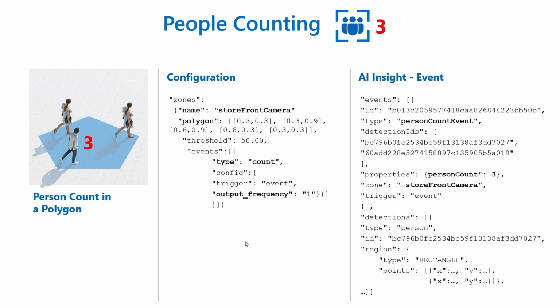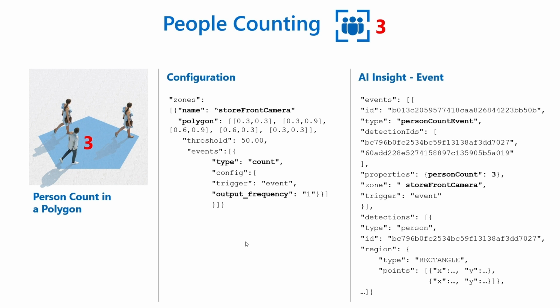For people counting, let me show you the configuration that you need to create and the structure of the AI Insight JSON that will be emitted by the container. First, you need to configure the polygon in the camera field of view in which you are counting people. You can configure the polygon to be the entire frame. Give the polygon a friendly name, in this case we call it storefront camera, and indicate the frequency at which you need the events. The threshold indicates the AI confidence at which the events are emitted. Any events with confidence less than the threshold are going to be suppressed.